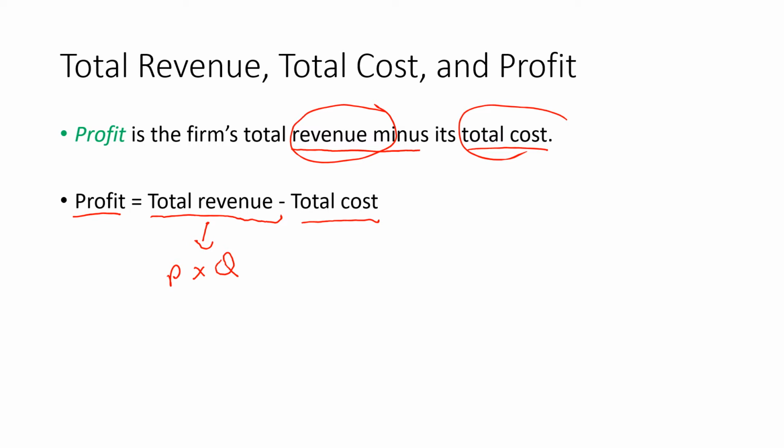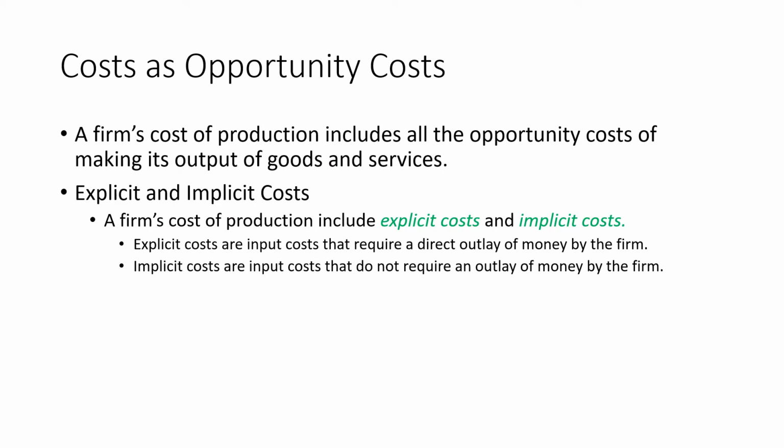So defining revenue is very easy, but there are a lot of concepts relating to total cost, and we will discuss these small details of the total cost in this lecture. One of the things we were talking about is the total cost, that is a firm's cost of production, that includes all the opportunity cost of making its output of goods and services.